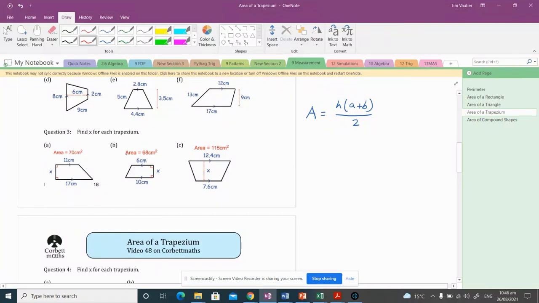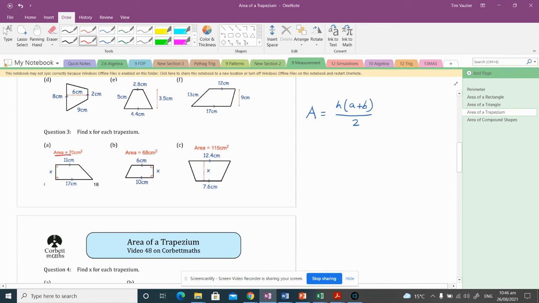Thanks for your question about how to do question 3 here. With this one, instead of finding the area, you're trying to find one of the side lengths, in this case, finding the height. We have this equation for finding the area of a trapezium, and we can still plug numbers into here, but the information that we're given in the question is a little bit different.